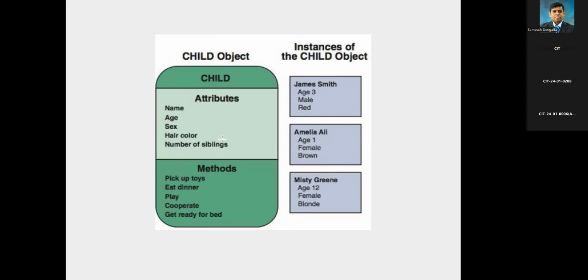If you look at the instances, the values for these attributes, again here we have 3 examples, 3 instances. We have James Smith, the age is 3, male, and the color is red. It doesn't mention the number of siblings here.